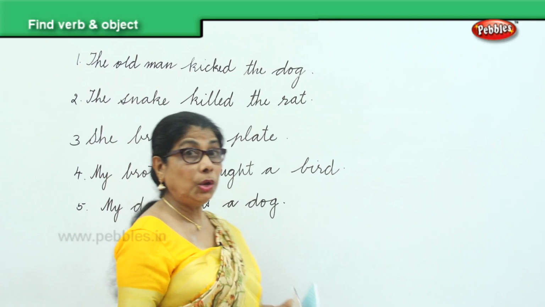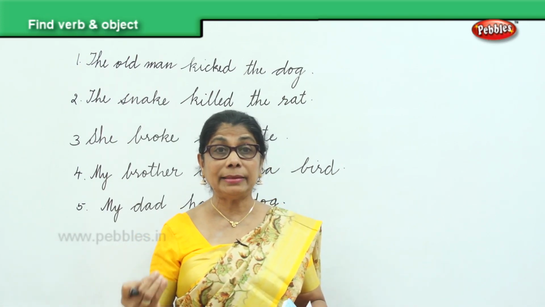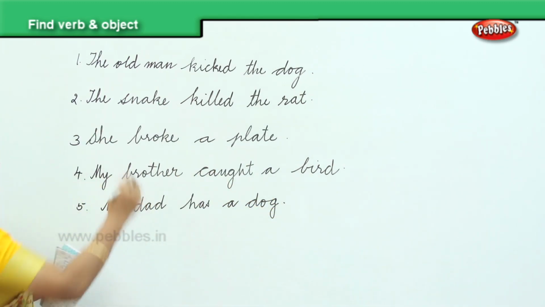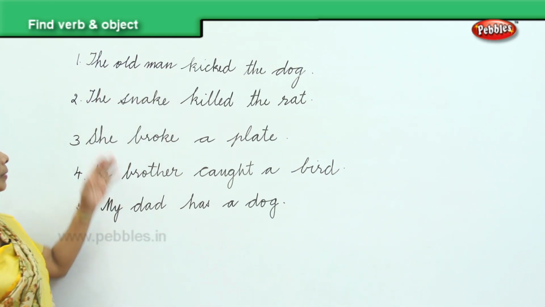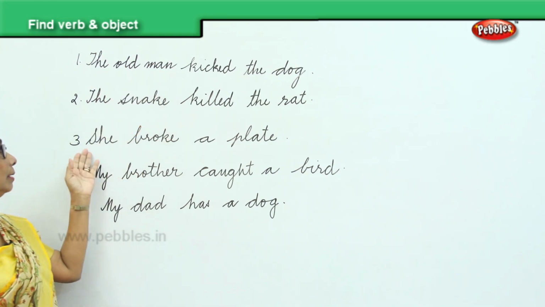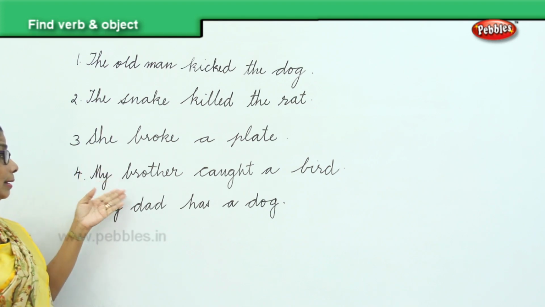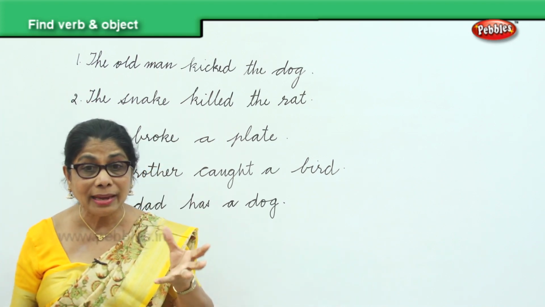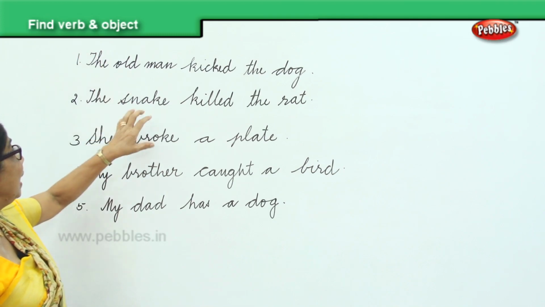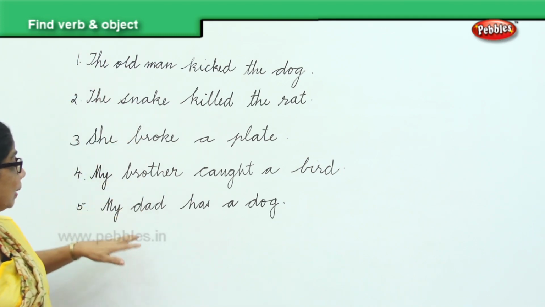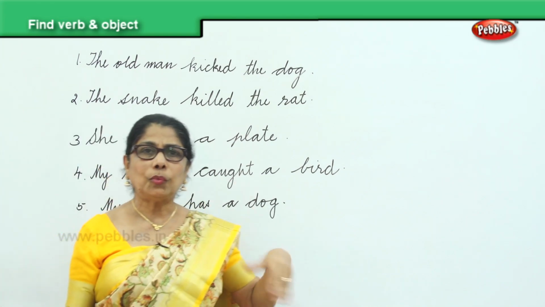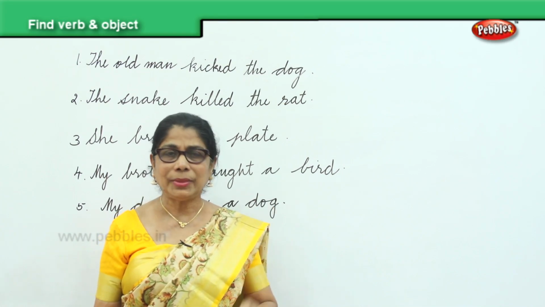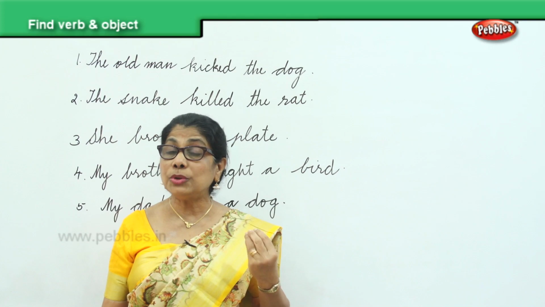Now we are looking at the verb in the sentence. In these sentences, which is the subject? Old man. Here, the snake. Here, she is the subject. Here, my brother, my dad. Now, this is the subject. What are we looking at? We are looking at the subject: the old man, snake, she, my brother, dad. Now, we know from the last exercise how to identify the subject. Now, you must look at the subject.